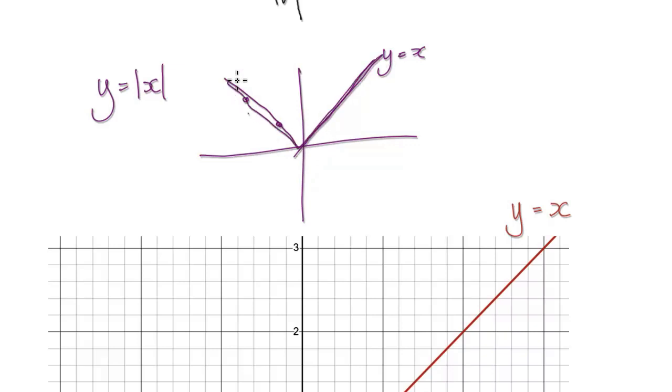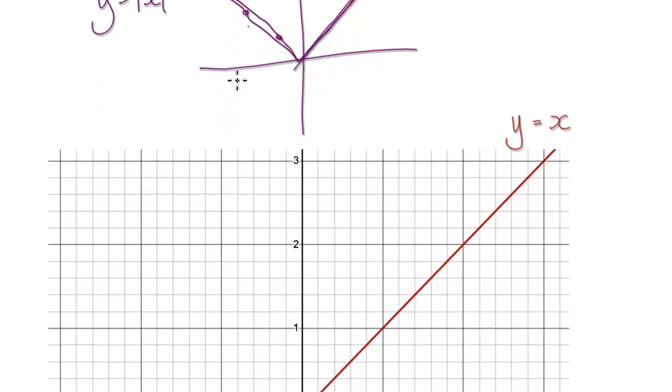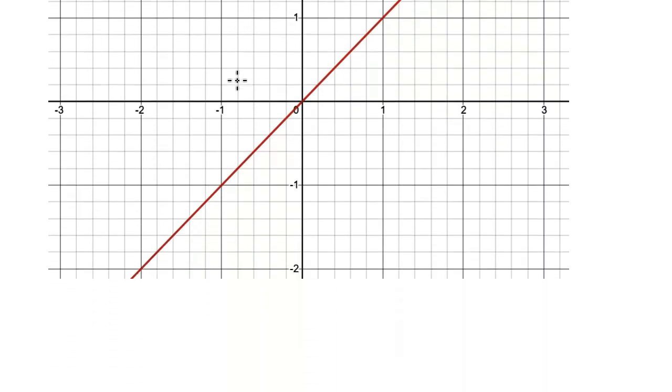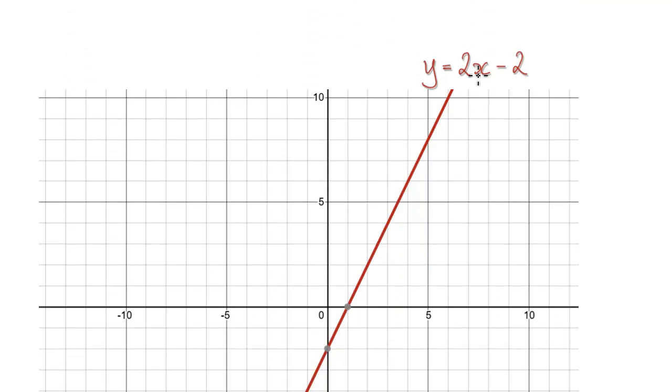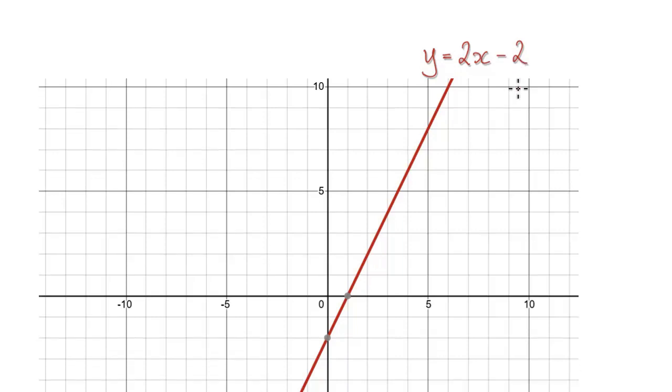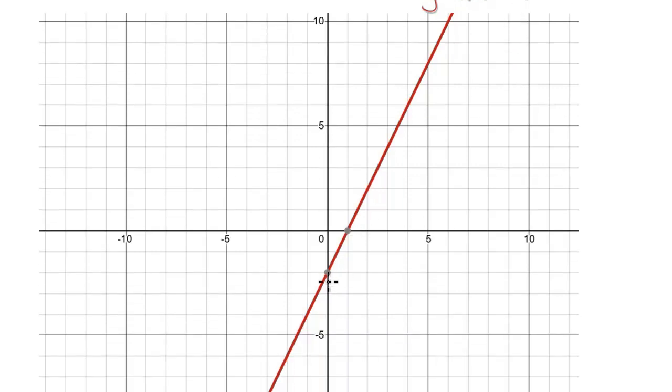Okay. So let's look at another example. y equals 2x minus 2. So our task is to draw the graph y equals the absolute value of this weird thing here. Well, draw your y equals 2x minus 2 graph as normal. So the intercept is -1, and this is 0, and so on.